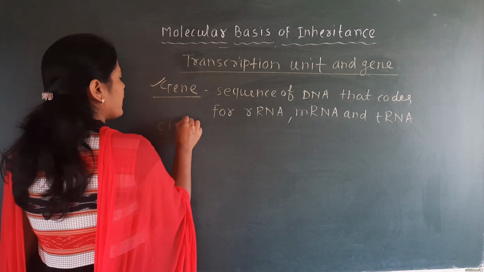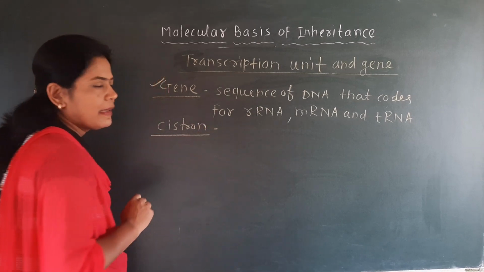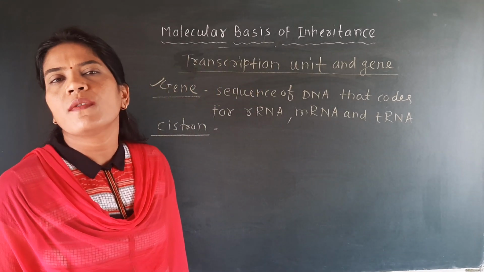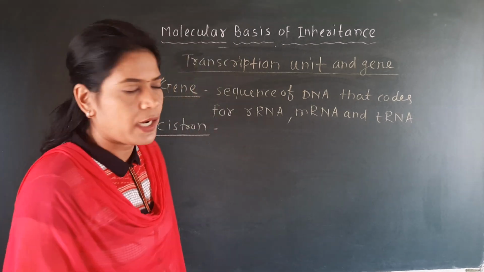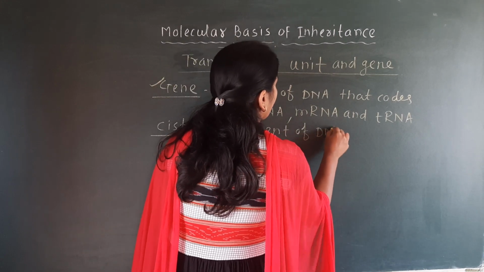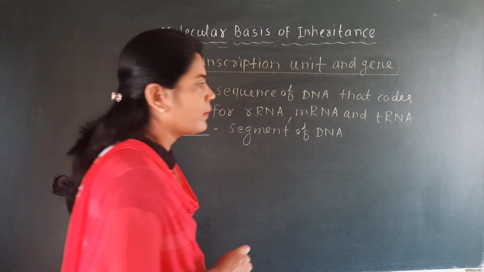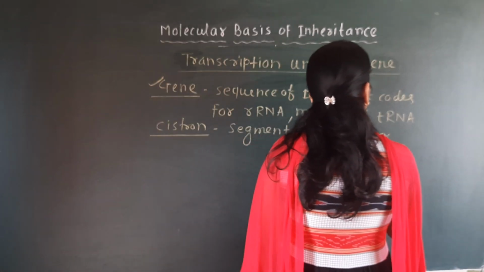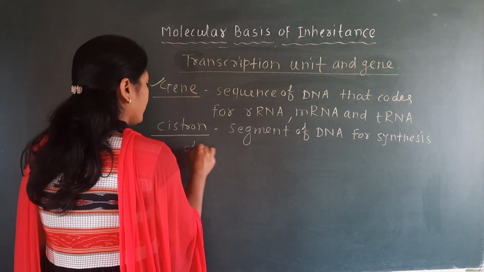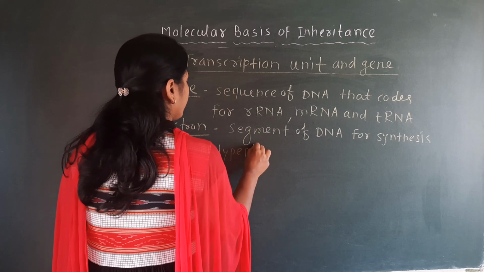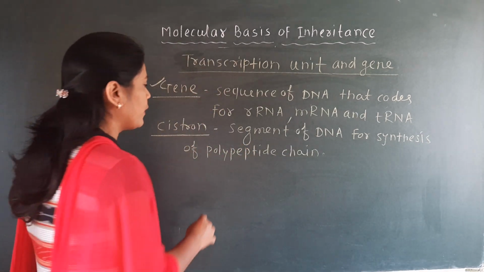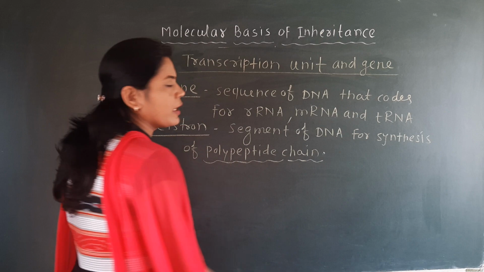Then the second definition is the cistron. What is a cistron? The segment of the DNA responsible for synthesis of the polypeptide chain. So cistron means a segment of DNA for synthesis of polypeptide chain. Here one word is important, that means polypeptide chain.